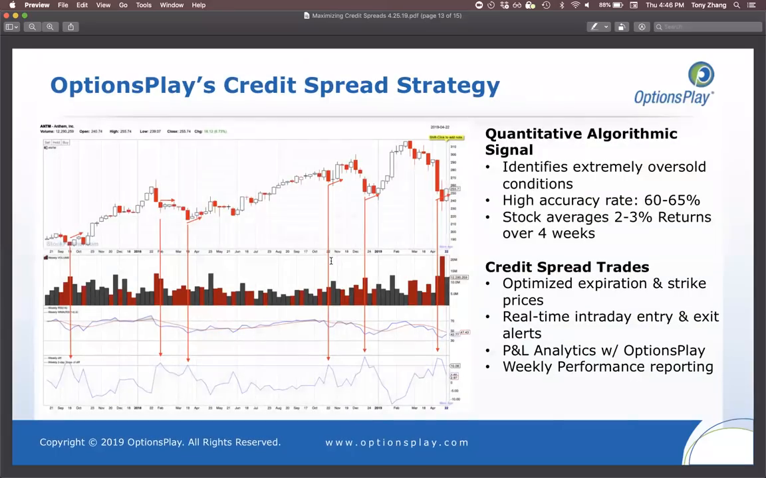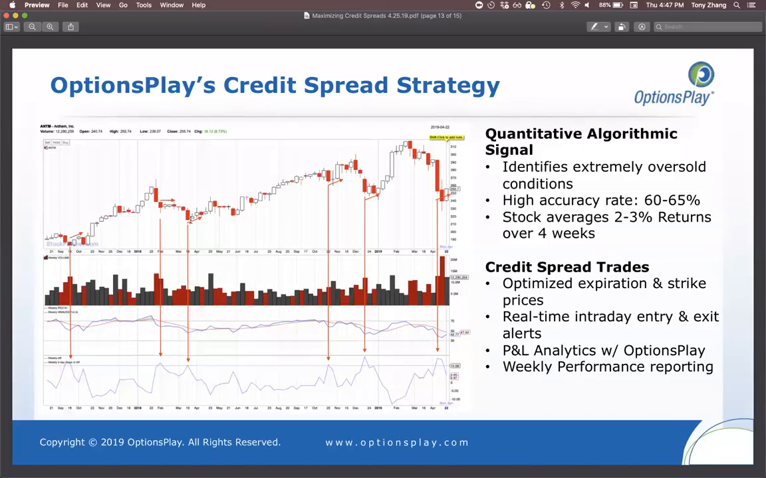And what I want to just talk you through is how we actually derive these credit spread signals. We get a lot of questions about this, so I wanted to put some slides together to give you a sense for the quantitative work that went into creating these algorithmic signals. Here's an example of a chart, Anthem. What we're looking for is quantitative algorithmic signals on the underlying stock itself first. We want to identify extremely oversold conditions in a stock, and we have a proprietary algorithm to determine when we consider a stock extremely oversold.